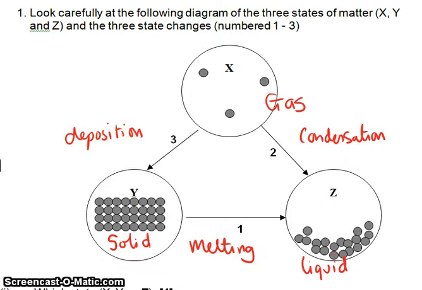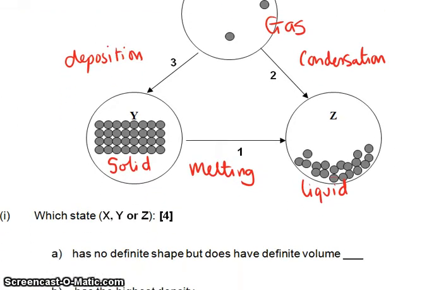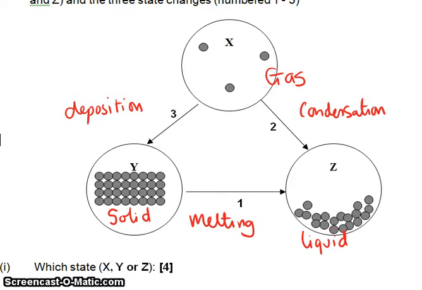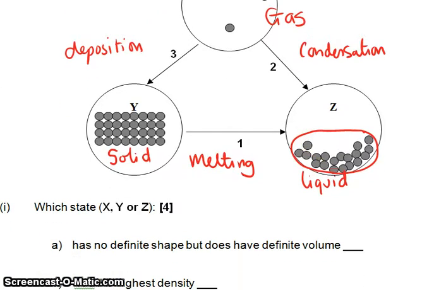Okay, and then if we have a look at what we're being asked to do, we have to actually choose a state, X, Y, or Z, to give the letter for which one has no definite shape but does have a definite volume. And if we look at the diagrams, you're hopefully drawn towards this one, the liquid, where it definitely has a set volume. We can see that it's filling up a certain amount of the area, but it doesn't really have a set shape. Liquids, if you pour them into different containers, they just take the shape of the container. So it's going to be Z.